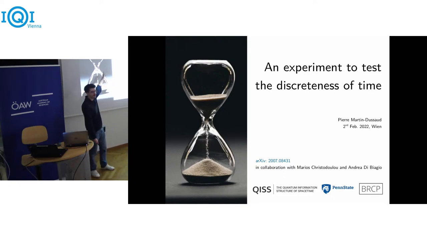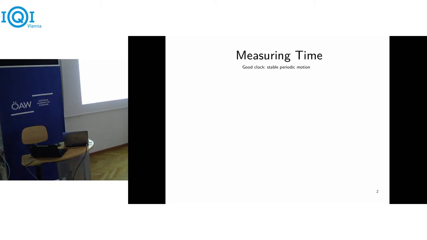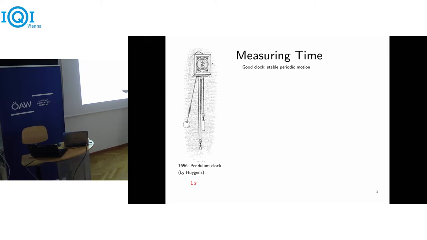Okay. So I'm going to talk about the discreteness of time, and I think intuitively it makes sense what this means, right? Grain of sands going down, grain of time. And we need to understand what is a clock, what is a good clock. To make a good clock, you need a stable periodic motion. And this has been the case since the very beginning of the scientific revolution in the 17th century. What Huygens is doing is making a good pendulum clock, which has a period of about 1 second.